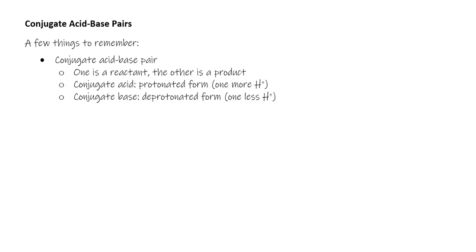The conjugate acid is the more protonated form, which means it has one more H and one more plus compared to the conjugate base. The conjugate base is the more deprotonated form and has one less H plus compared to the conjugate acid. The chemical formulas basically look the same, except for the difference of one H and one plus. Worth repeating here is that the conjugate acid is always the protonated form, and the conjugate base is always the deprotonated form. This is actually a very big deal when it comes to comparisons.